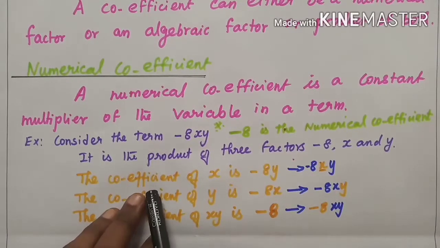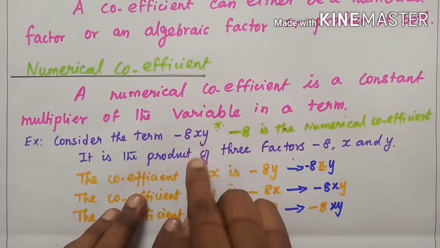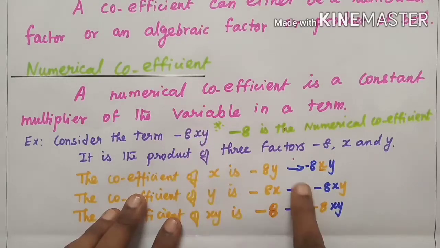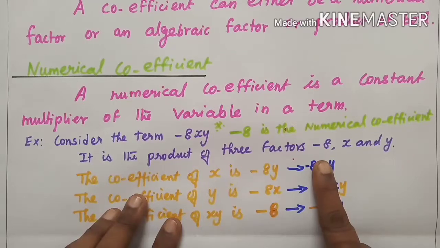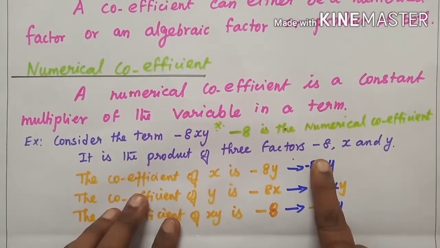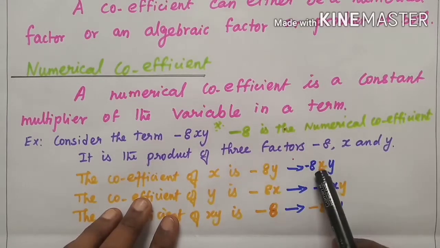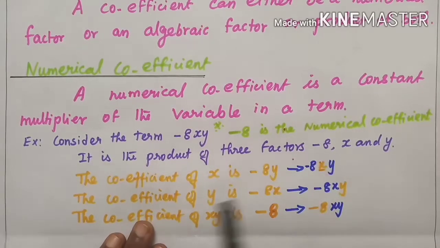What is the coefficient of x? Coefficient of x in the term, except x you have to take and write. Except x, what we have here? Minus 8 and y. So the coefficient of x is minus 8y. Am I clear? Right. I'll go with the next one.